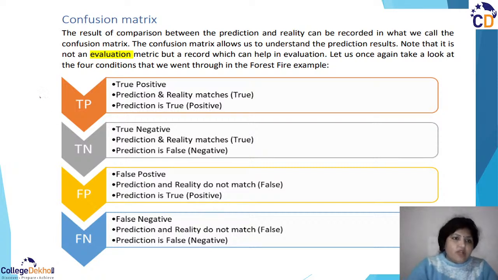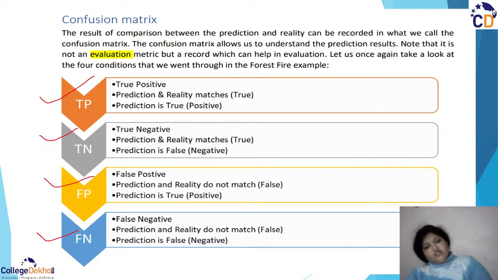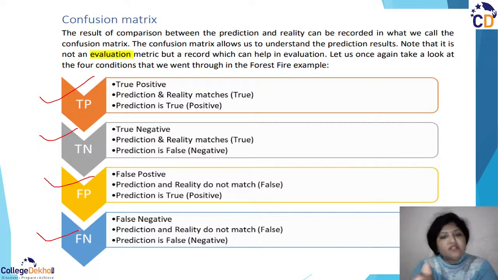What are the values of true positive, what are the values of true negative, what are the values of false positive, what are the values of false negative. It is just like that. It is a recording of the results, what we get from the system, what we get from the model. It is just a recording of that, nothing else, right? The result of a comparison between prediction and reality can be recorded in what we call the confusion matrix. The confusion matrix allows us to understand the prediction results. Note, it is not an evaluation metric but a record which can help in evaluation.